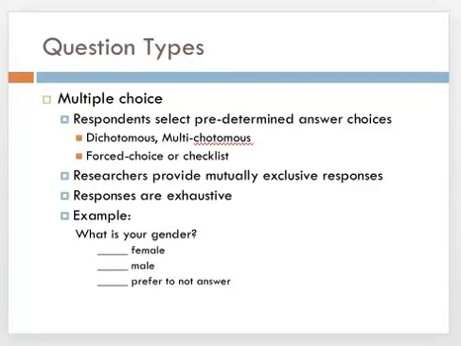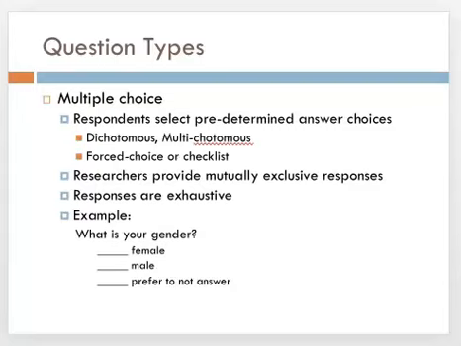So a really good example here that's appropriate would be, what is your gender? Female, male, prefer not to answer. So we have a multichotomous answer. That's a forced choice. They can only select one. Mutually exclusive, we don't have female and male, or male and female, and so that would work.